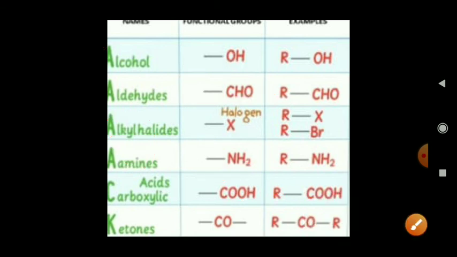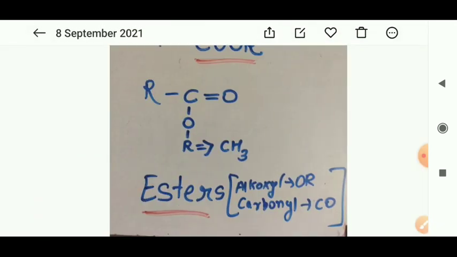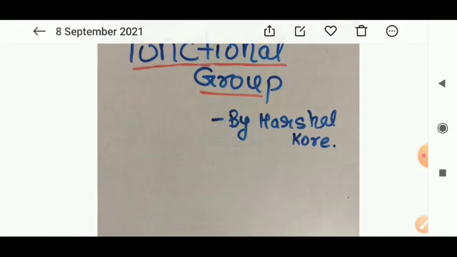So these are only common examples. There are many others, such as ethers, esters, sulfonic acids, nitriles, nitro groups, amides, acyl halides, arenes, alkenes, alkynes, cyanides, isocyanides. More than 100 forms of functional groups are there. We only discussed 6.